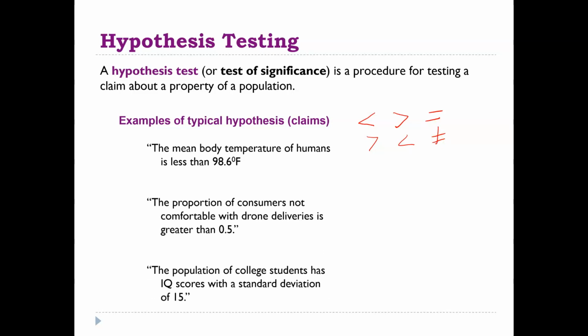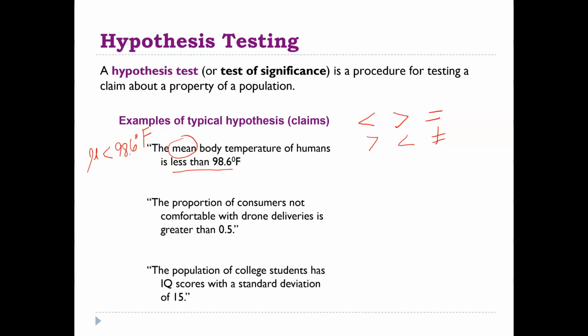The mean body temperature of humans is less than 98.6 degrees Fahrenheit. We are talking about the mean in this case. Therefore, we will be testing the population mean, mu, and it says that the temperature is less than 98.6 degrees Fahrenheit. So we use the less than sign, 98.6 degrees Fahrenheit. Don't forget about units of measurement.